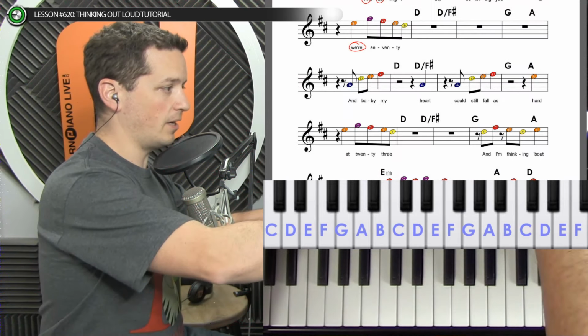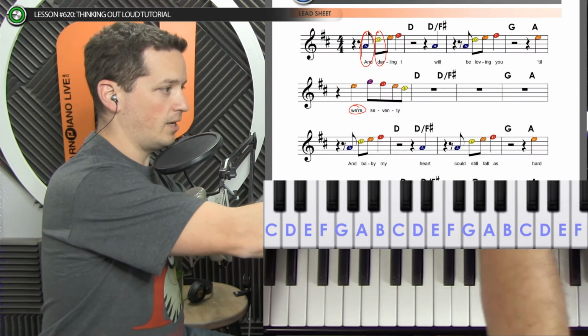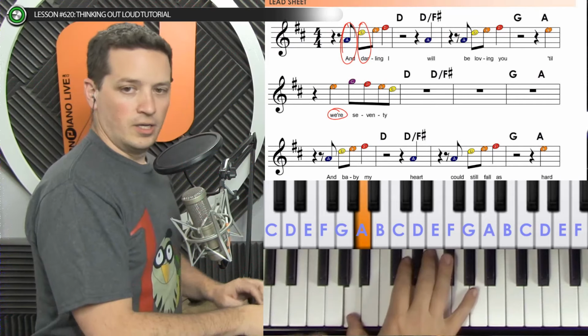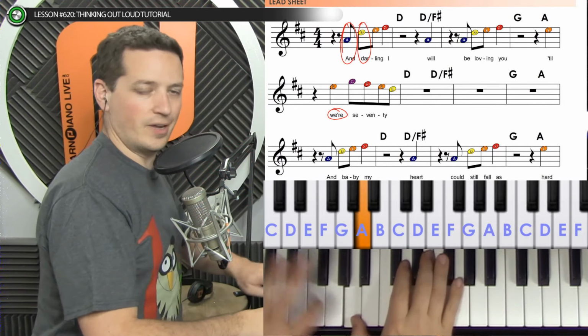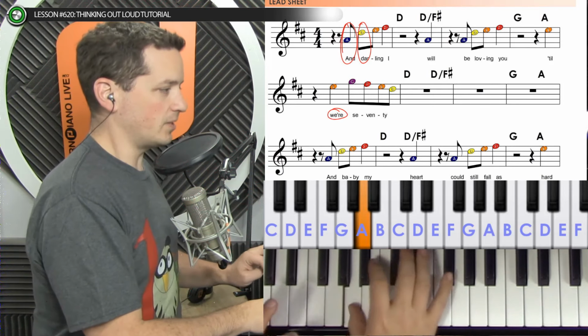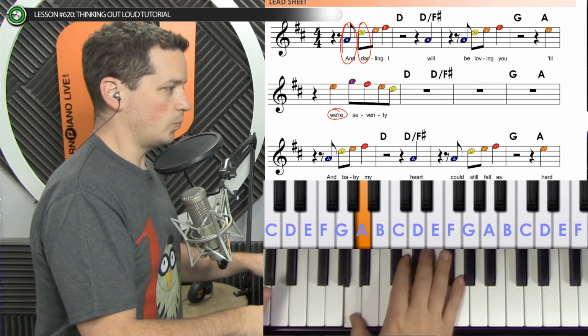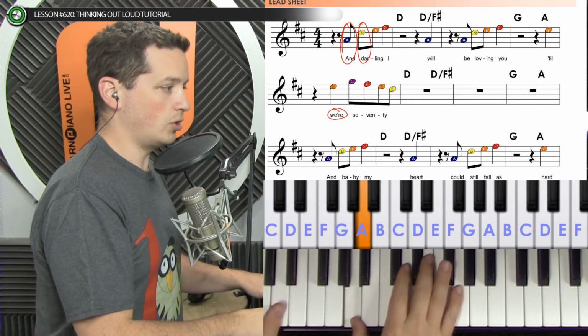So actually, I'm going to play this through, and you can go ahead and practice along with me here. Getting ready for that note right there, and I'm going to play some other accompaniment down here that doesn't really matter that much, but you can play along with me. We'd go like this: 1, 2, go.